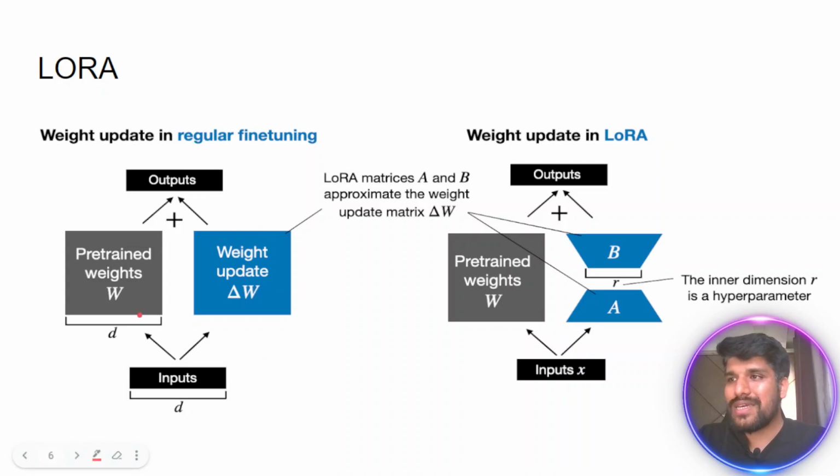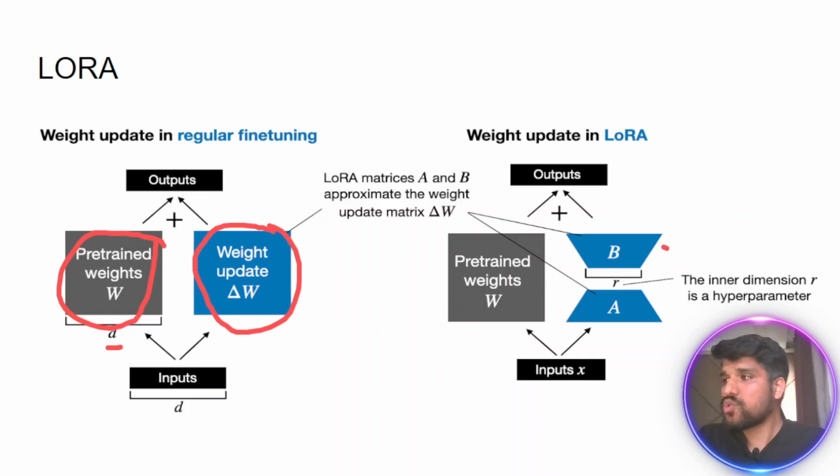LoRA: suppose this is the pre-trained weights of any large language model of size D, where D is the dimension of that matrix. We are creating another matrix of the same D size, and dividing it into two matrices using the concept called rank. This LoRA matrix that we have created is divided into two matrices called matrix A and matrix B, so that the size will be the same.